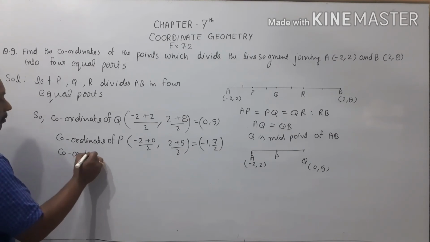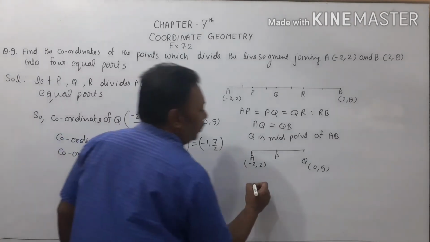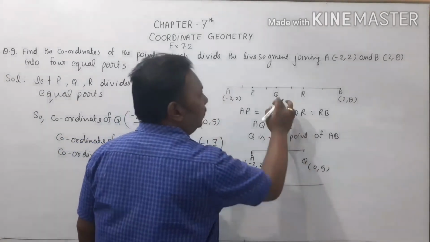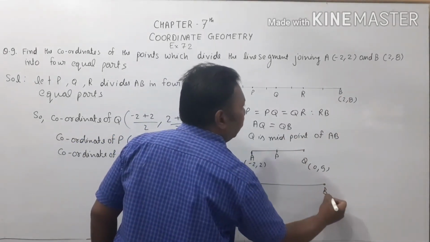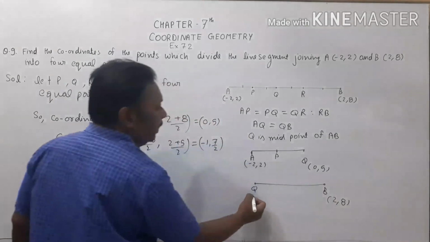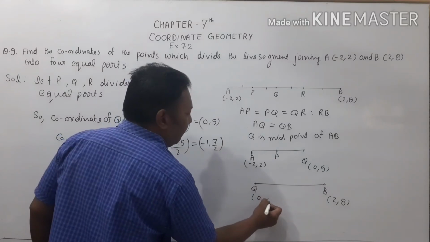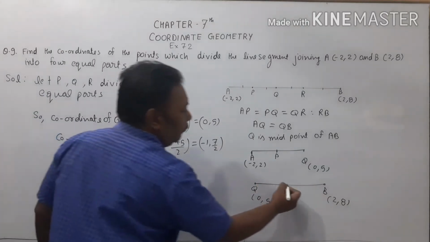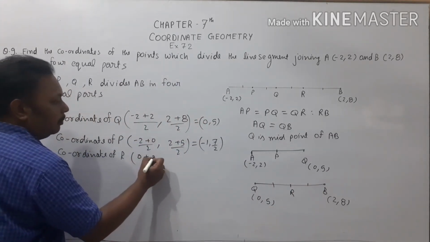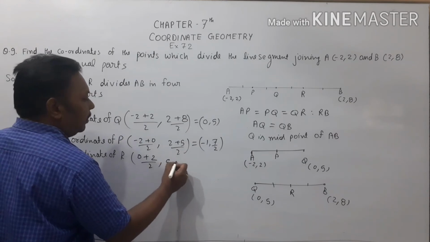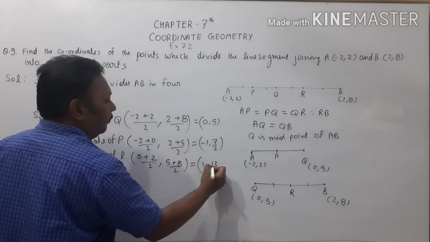Coordinate of R. Now we take coordinate of R. R is the midpoint of QB. This is Q and this is B. Coordinate of B is (2, 8) and coordinate of Q is (0, 5). So we find the coordinate of R. R is just the midpoint of that line. So we write down (0 + 2)/2 and (5 + 8)/2. That is equal to (1, 13/2).